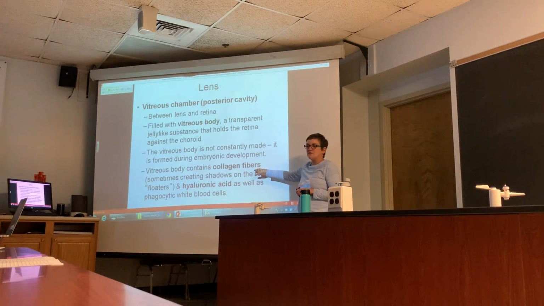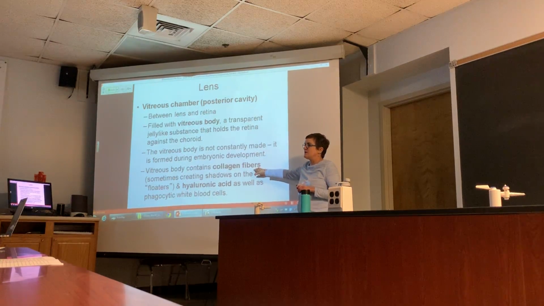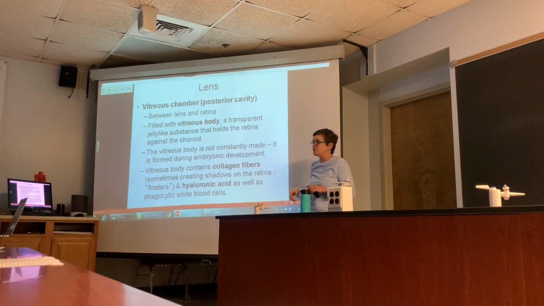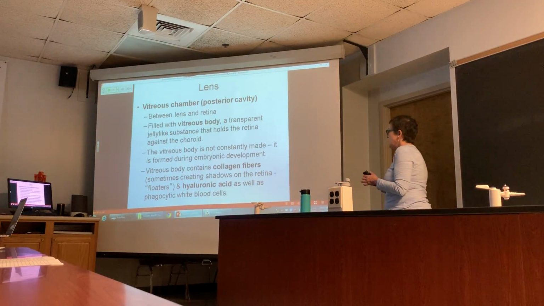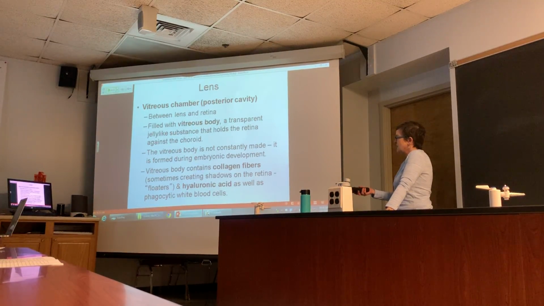And sometimes you see those little floaters, those little shadows in your vision. These are clumps of collagen that cast shadows on your retina. So those floaters are actually collagen, usually anyway. There are also white blood cells there to consume foreign things like that collagen and to consume bacteria.